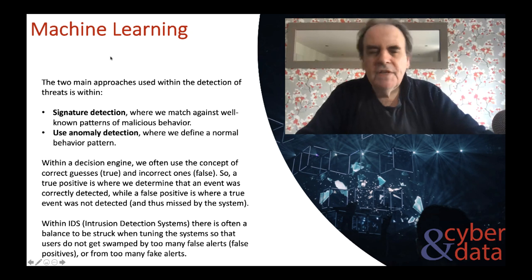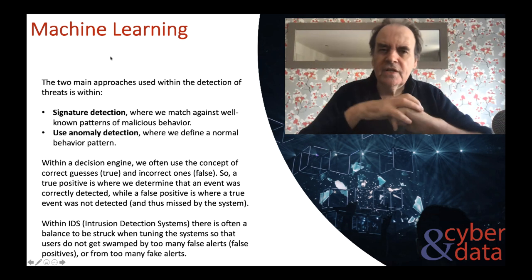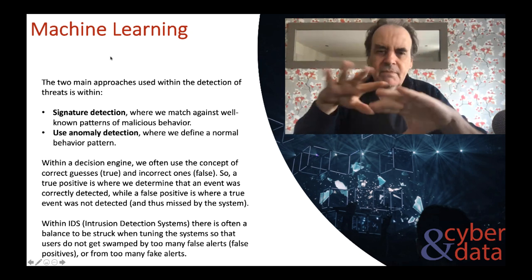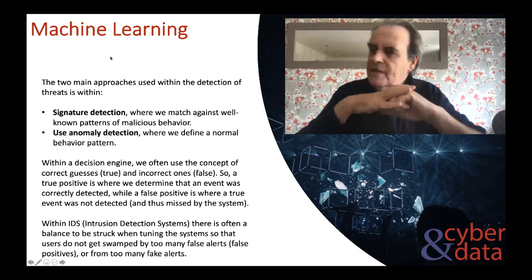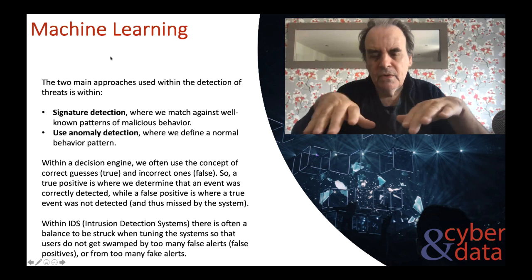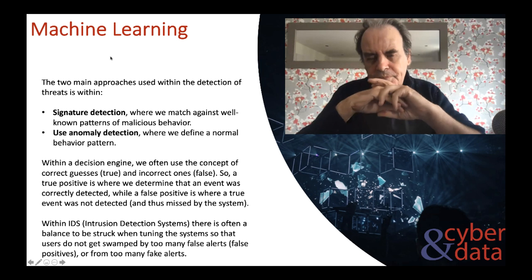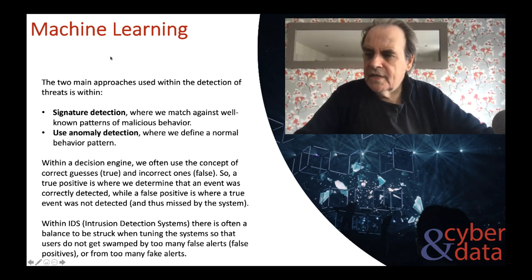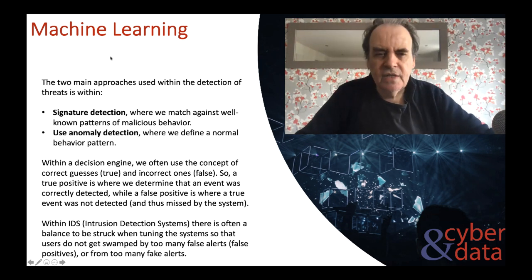Often in cybersecurity we differentiate between different types of approaches, such as signature detection, where we have a well-defined signature or behavior, and we try to match to this, or anomaly detection, where we define a standard behavior, the normality, and anything that moves away from this normality is defined as an anomaly. And then within this, we have the concept of a true positive, where we've managed to identify something correctly, or a false positive, where we trigger an alert and it's actually a false alert.